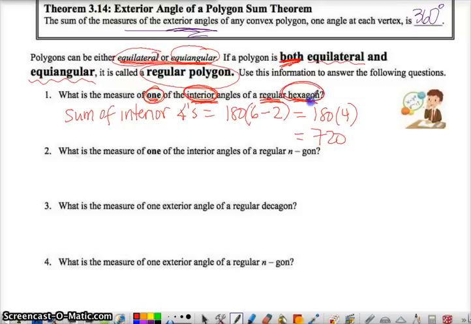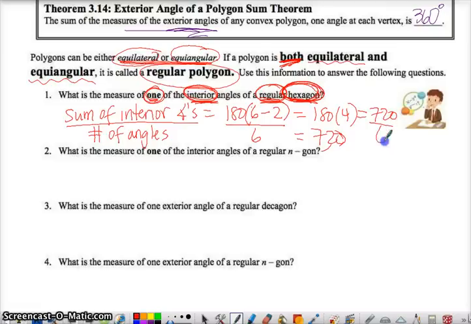If it's a regular hexagon and it's regular, that means every single angle is the same measure. And if every single angle is the same measure, then I'm just going to take the total sum and divide it by the number of angles, the number of vertices, the number of sides. How many angles in a hexagon? There's 6. So I'm going to take this number and divide by 6. So what do I get for every single angle of a regular hexagon? That's going to be 120 degrees.